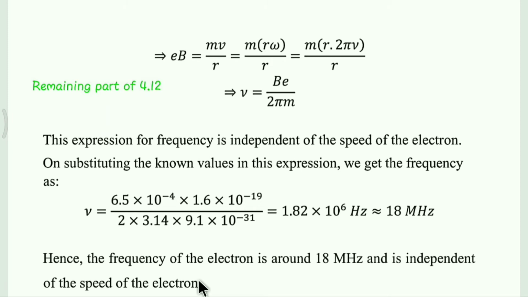Three options will come: when the initial velocity of the particle is parallel to the magnetic field, when the initial velocity of the particle is perpendicular to the magnetic field, so this is what we are talking about. And number 3, when the initial velocity of the particle makes an angle to the direction of the magnetic field, any arbitrary angle. Okay.